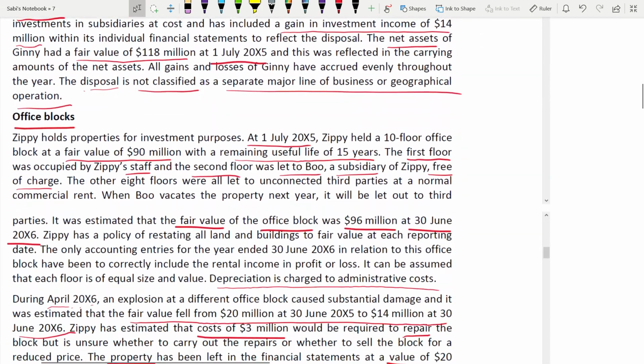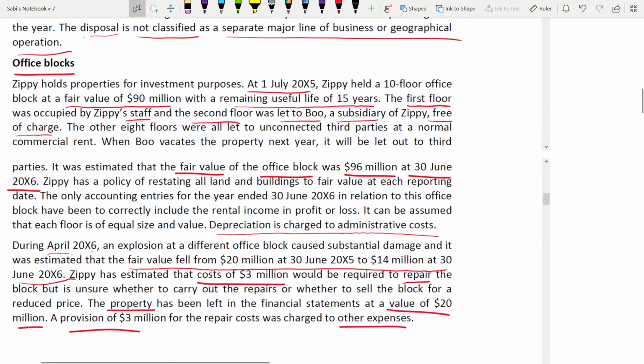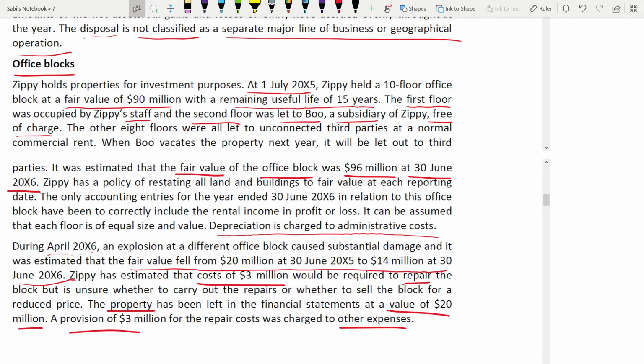So if you see here, second paragraph, it was estimated the fair value of the office block was 96 million. Because the fair value of the office block was 96 million, out of that only 2 out of 10 will be revalued. Okay.